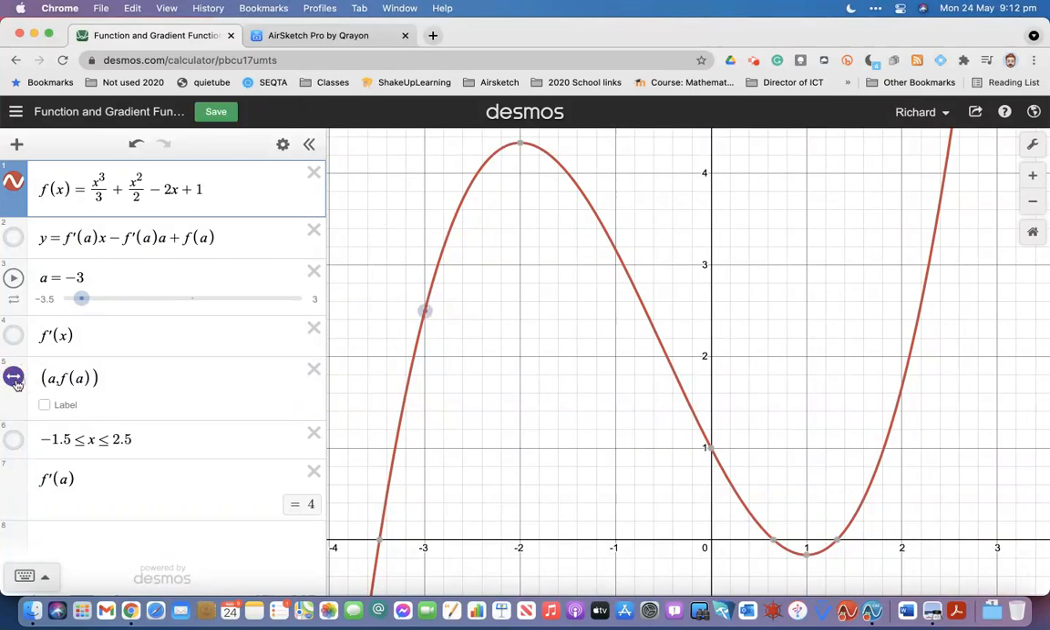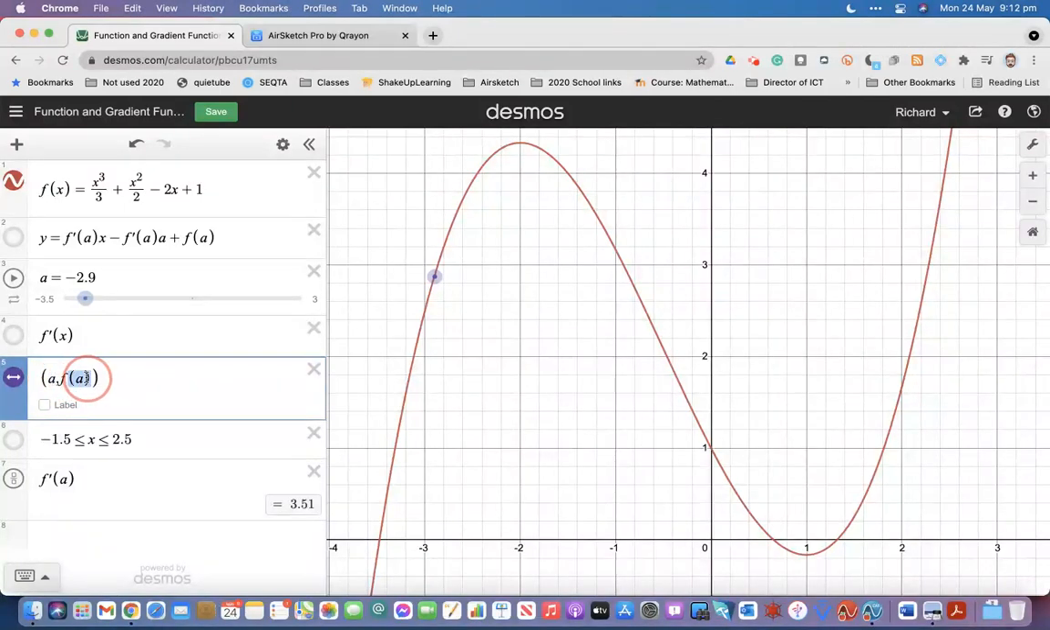Let me turn on this, which is just a point that will trace. As I move A, it'll trace the point across the function like this. So this is the point at which we will find the instantaneous rate of change. So we've got the point A, F of A. Again, A is the input, so F of A would be the output. So when A is input, F of A is output.